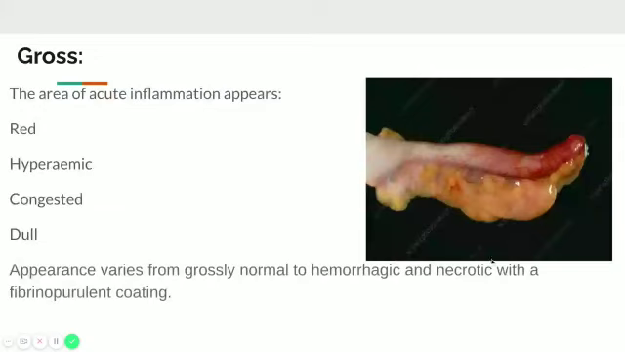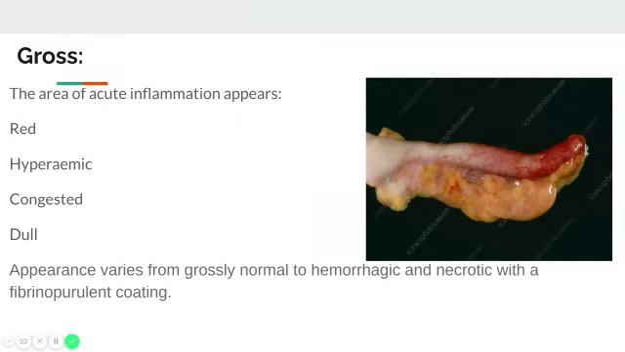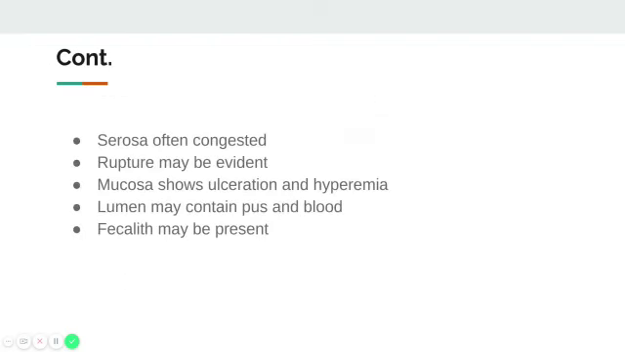This is a specimen of appendix. Here you can see this is a long tubular structure, and here you can see there is congestion, hyperemia, and redness. In case of a gross specimen, you have to see whether the mesoappendix is attached or not with the specimen. The area of acute inflammation may appear red, hyperemic, congested, and dull, the serosa often congested, rupture may be evident, and the mucosa shows ulceration and hyperemia. The lumen may contain pus and blood, and a fecalith may be present. These are the things you have to observe on the gross specimen.